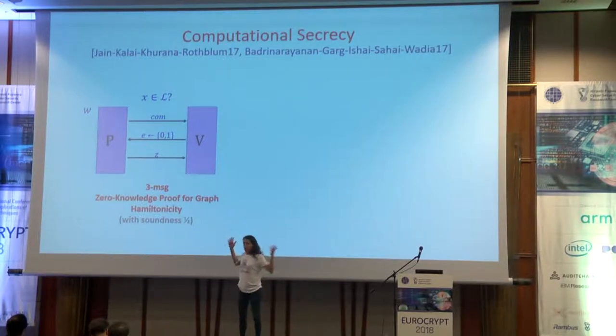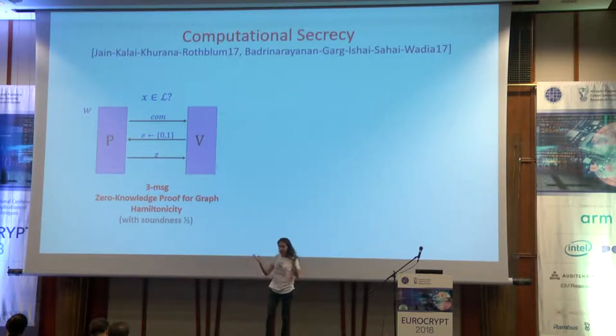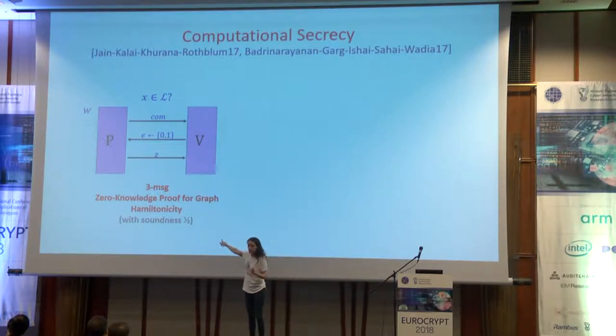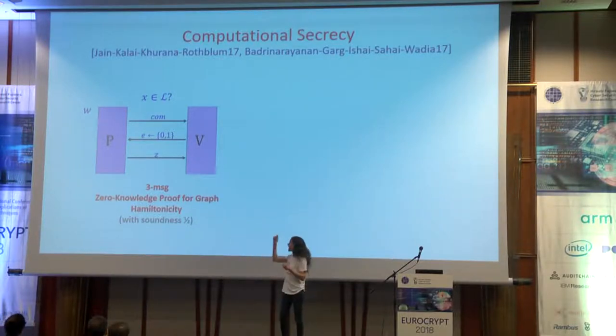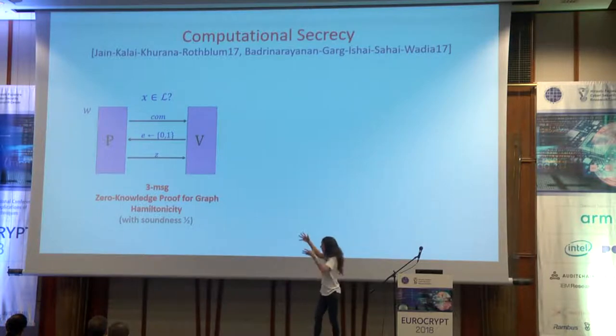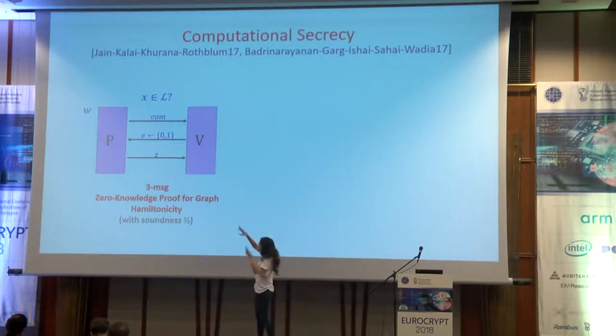They take an NP complete problem. For example, think of graph Hamiltonicity as an example. You can think of others. And take Blum's three-message protocol, the zero-knowledge protocol for graph Hamiltonicity, with only soundness half. Soundness half is enough for now. So how does this protocol work? In the first message, the prover commits to permuted graphs with the Hamiltonian cycle in there. The details are not important.